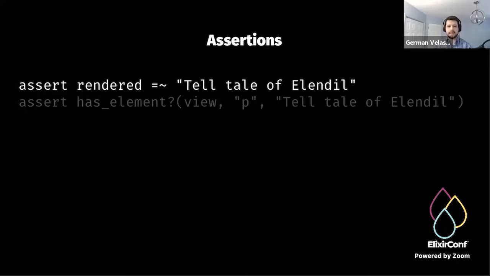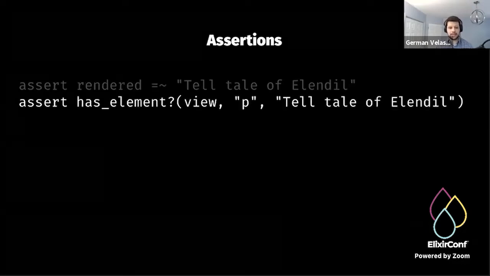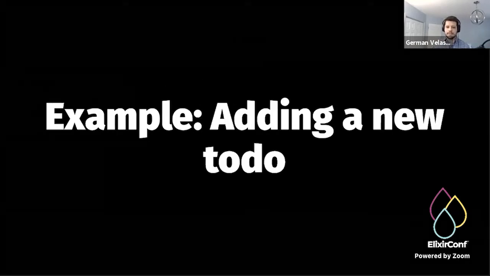Finally, let's talk about assertions, right? So each of these actions that we call render star will return the render text. And so you can assert some truths about that. Or you can also use this has element helper that takes in a view, a CSS selector, and an optional text filter. And so this lets you scope assertions to a particular portion of the page. So I find it really helpful. Okay, let's jump into some examples.